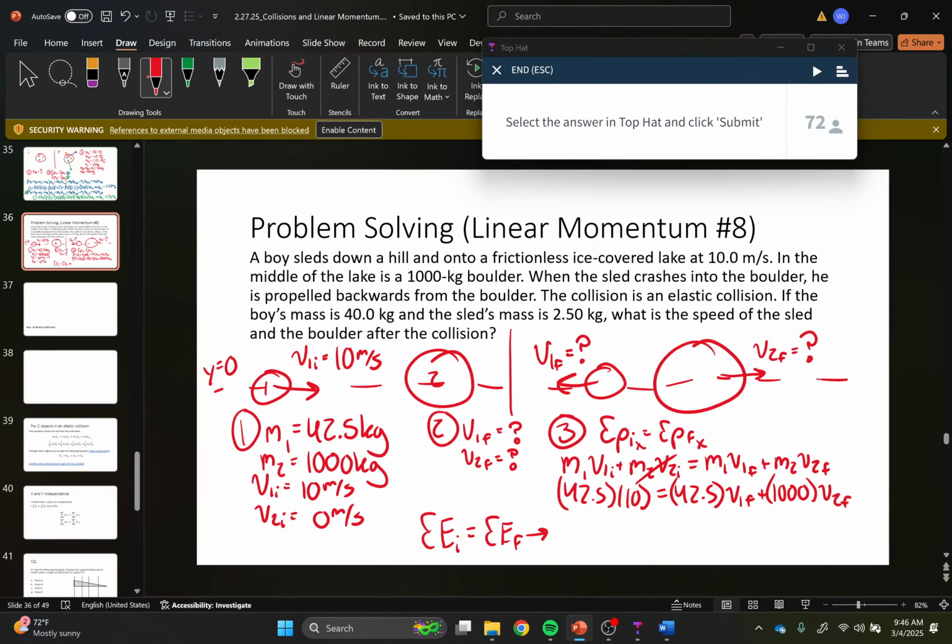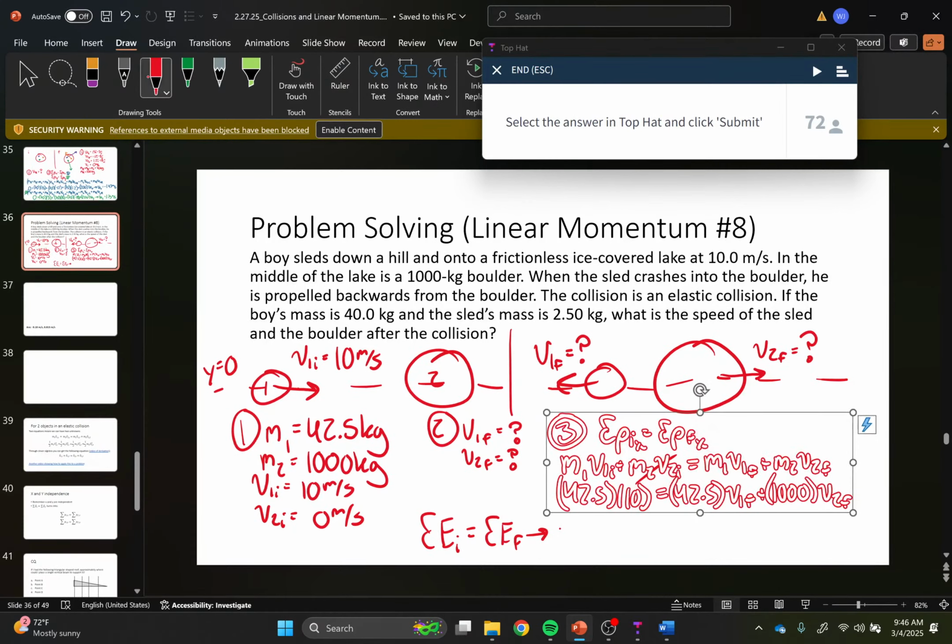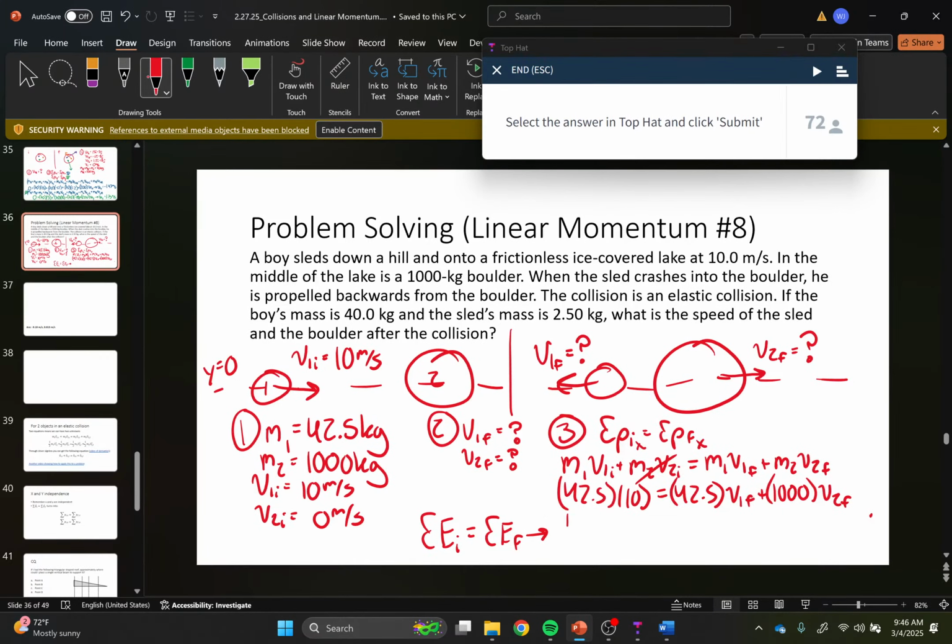In the beginning, do I have stuff that's moving? Yeah, the boy. So we have 1/2 m1 v1 initial squared. We have kinetic energy due to the boy. Does the boulder have any kinetic energy to begin with? No. Great. Are there any springs involved in the beginning? That's our checklist: Are they moving? Are they above or below 0? Are there any springs? Great.